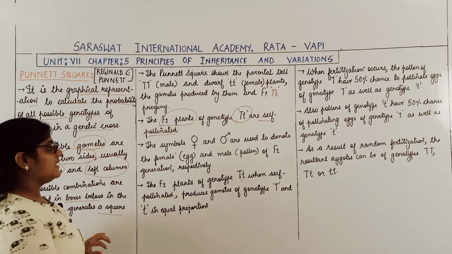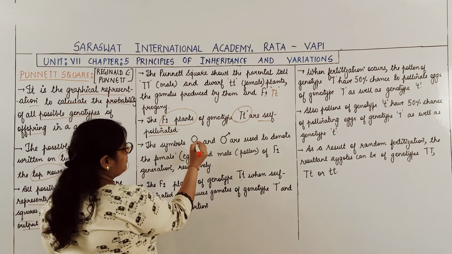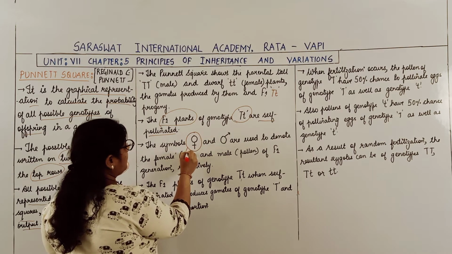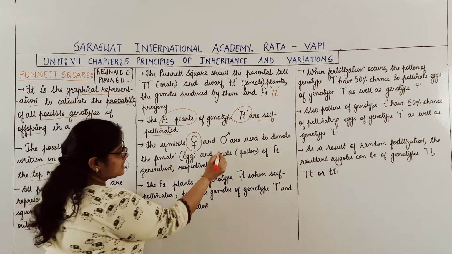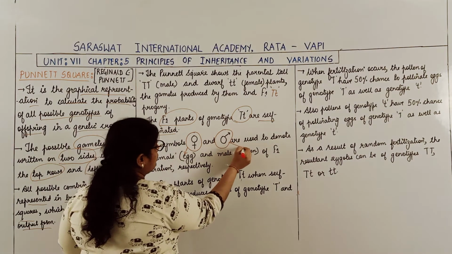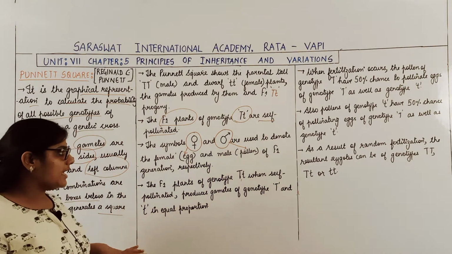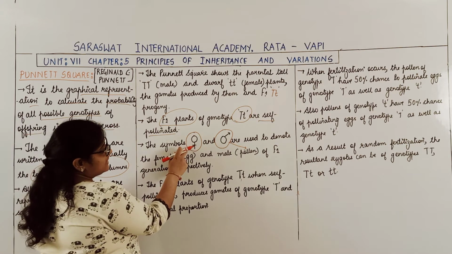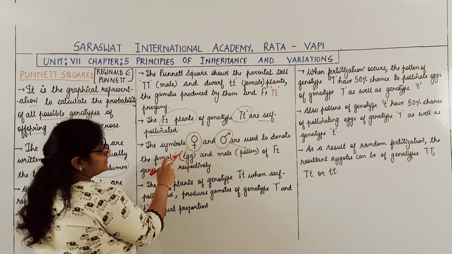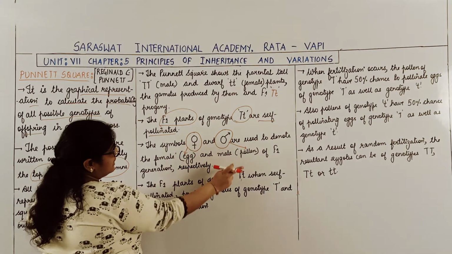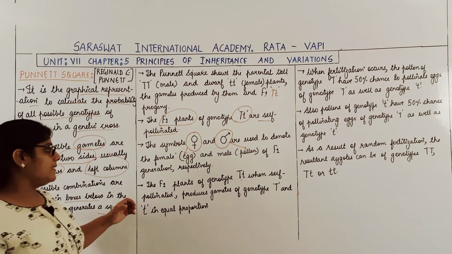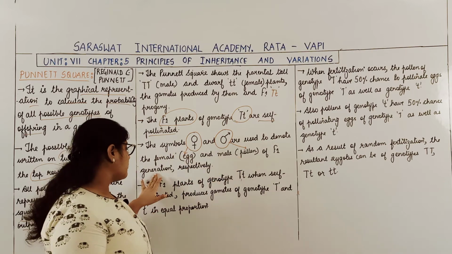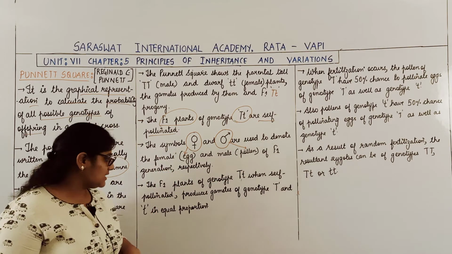Now, for that, the symbols, students, are very important. This symbol is for the female egg, and this particular symbol is for the male. So to represent the male and female gamete, the symbols are used. These particular symbols are used to denote the males and females of the F1 generation respectively.